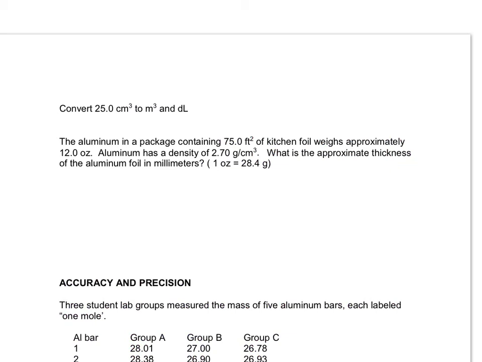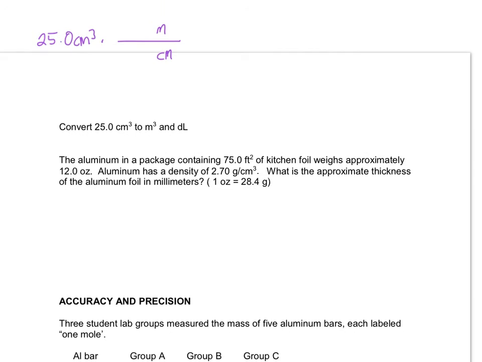Let's look at the next one. It says convert 25.0 centimeter cubed to meters cubed and to deciliters. So I'm going to do it on the top here because I don't have much room. I'm going to write 25.0 centimeters cubed. And I want to convert it to meters cubed. So I'm going to start a conversion factor. On the bottom I'd like to put centimeters cubed, and on top I'd like to put meters cubed, but I don't know the relationship between them cubed yet. So what I'll do is I'll just put centimeters and meters for now.